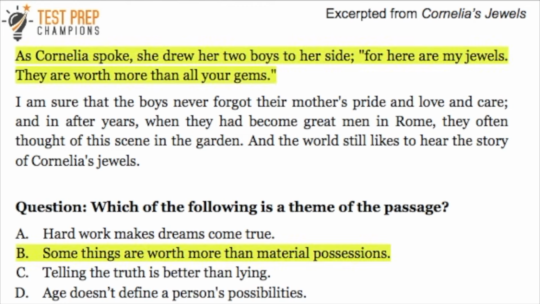So the correct answer here is B. Some things are worth more than material possessions. And we see here where Cornelia, she's asked, "Oh, don't you have any jewels?" And she pulls her boys to her side and says, "For here are my jewels. They're worth more than all your gems."